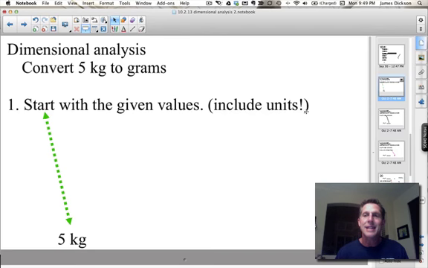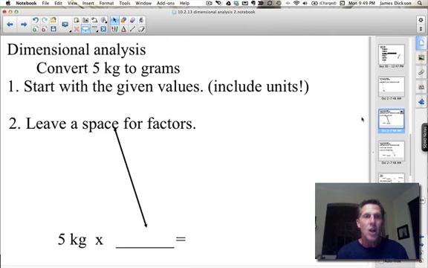Simple step. Second step, here we go. Our second step is to leave a space for factors. So at the very bottom, I have 5 kg here. I'm going to multiply times something. I'm going to draw a line. So I'm going to multiply times a numerator and a denominator. So we're always going to multiply times these factors. We have the equal sign over here. So that's our second step. Leave a space for factors.